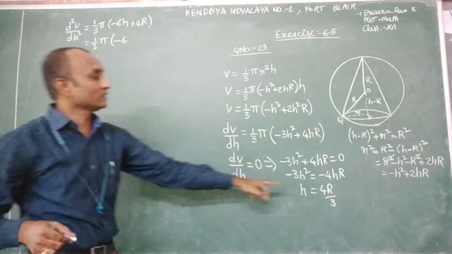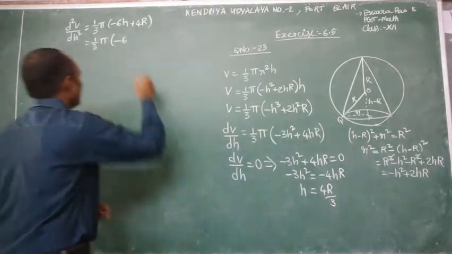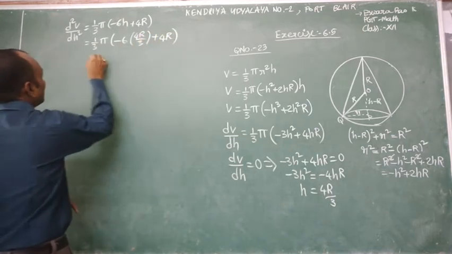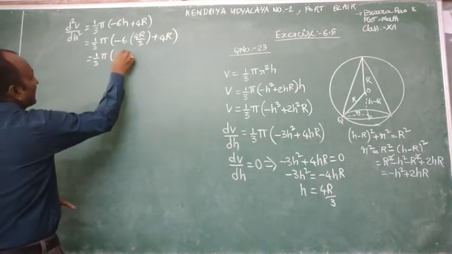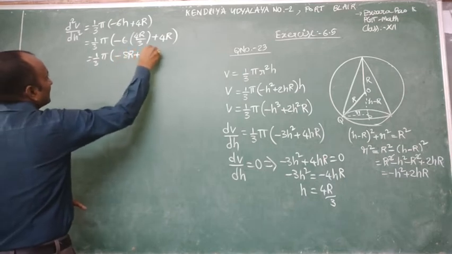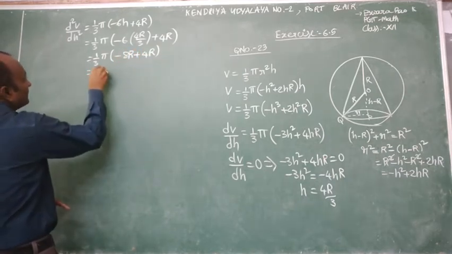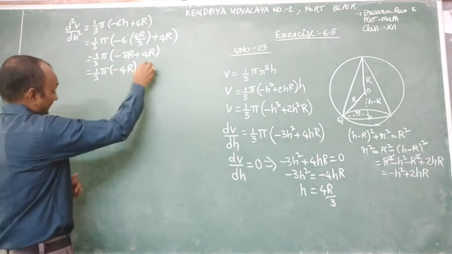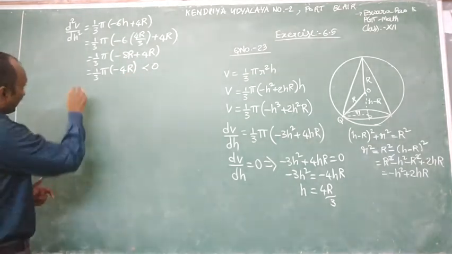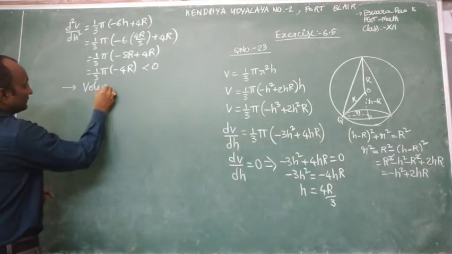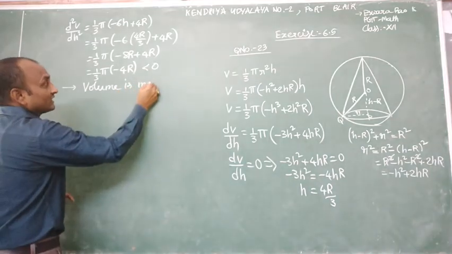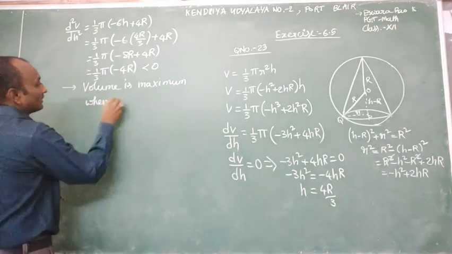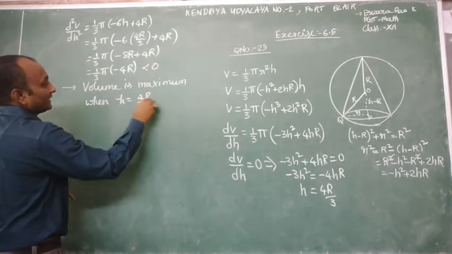What is the critical point, the value of h? 4R by 3. Substitute here. 4R by 3 plus 4R. So, 1 by 3 pi into, which is minus 8R plus 4R. It is 1 by 3 pi into minus 4R. So, it is negative. Minus 4R is negative. So, it is less than 0. Therefore, you can say that volume is maximum. The cone is largest when, for the critical point we got, h is equal to 4R by 3.